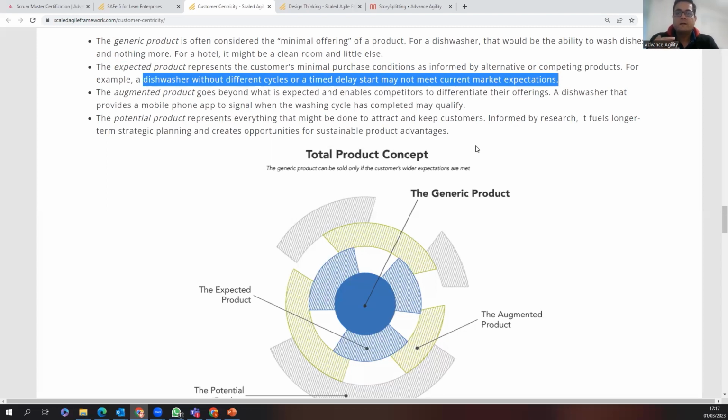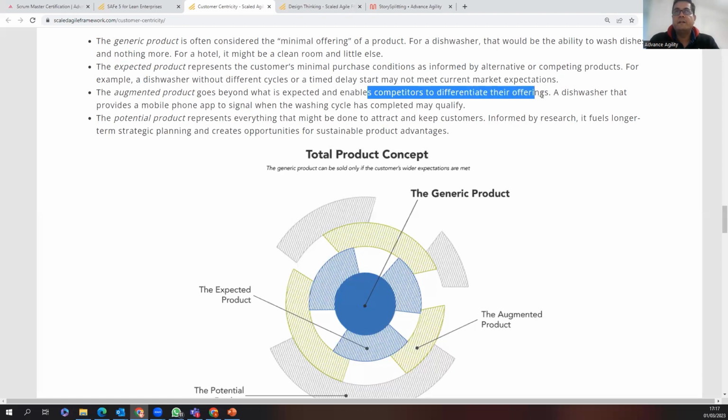So we have to add features in our product which our customers are also offering. And then we add another layer which is called the augmented product. In this case, we are adding more features which will differentiate us from our competitors. And finally, the potential product, which has features that will attract and keep our customers engaged, like futuristic opportunities or futuristic features. Just like iPhone, they keep on saying, okay, iPhone 14 is coming, and these are some of the new features. So they're keeping their customers engaged with the new product.